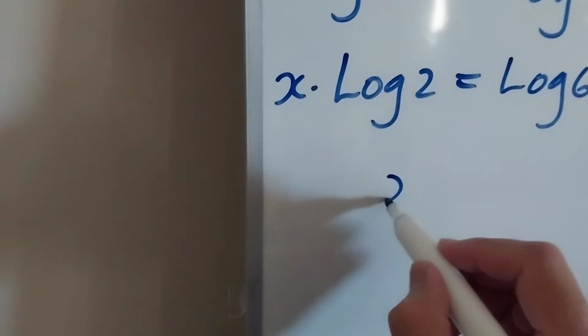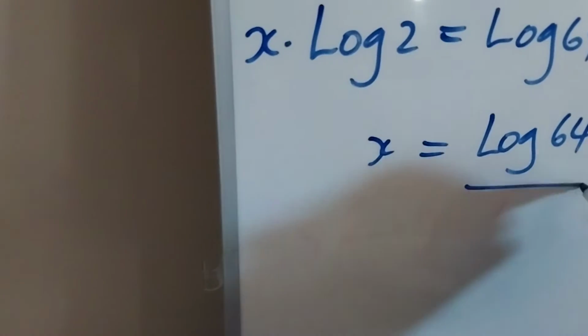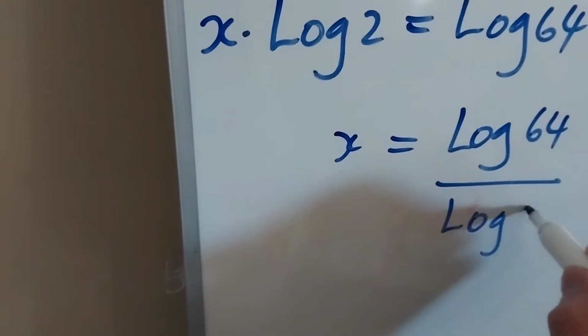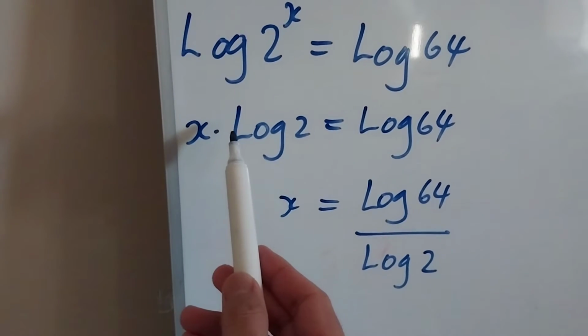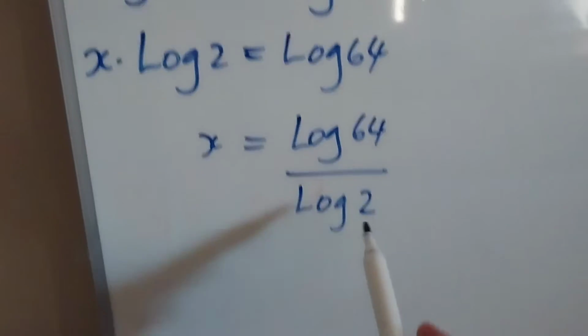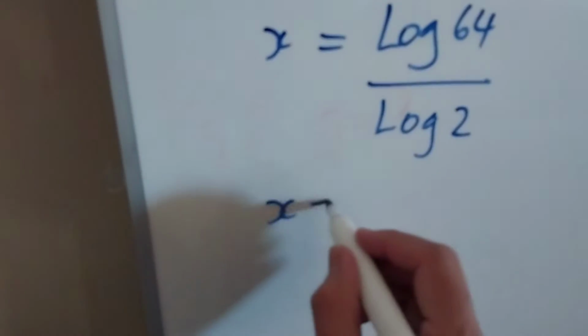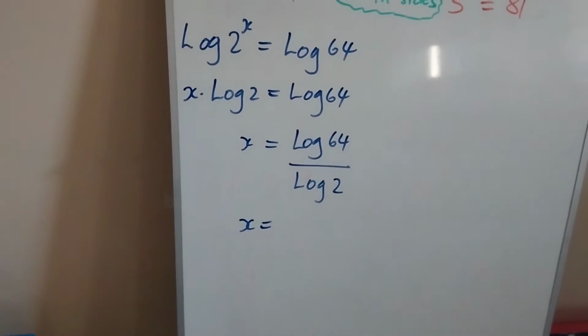So we're finding x. x would be equal to the logarithm of 64 divided by the logarithm of 2. Because the logarithm of 2 over here is multiplying, when it goes to the right hand side, it will do the opposite operation, which is divide. Now that's where the calculator comes handy. On the calculator, we need to work out logarithm of 64 divided by logarithm of 2.